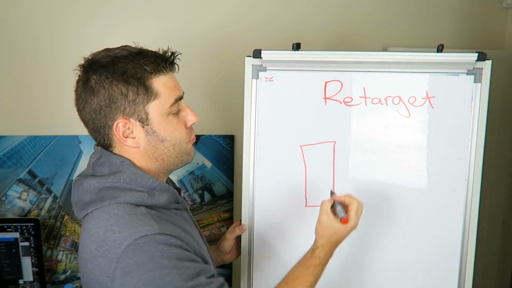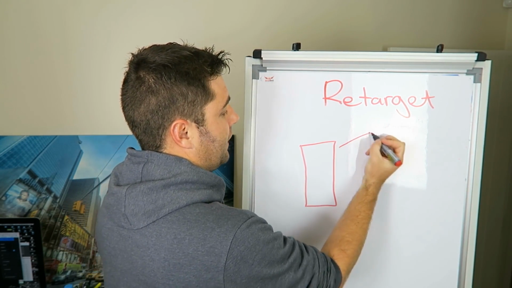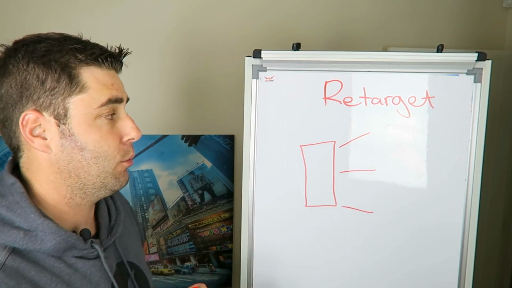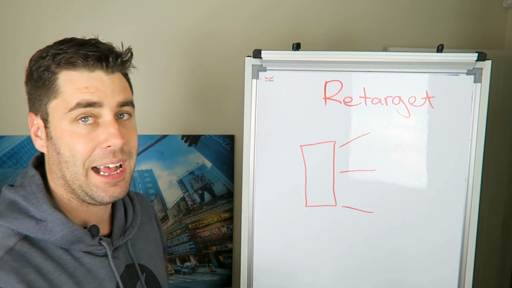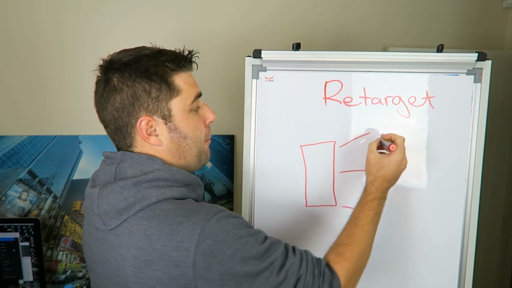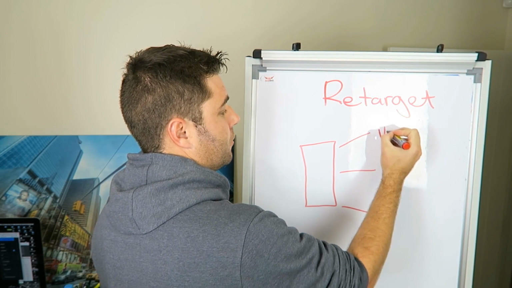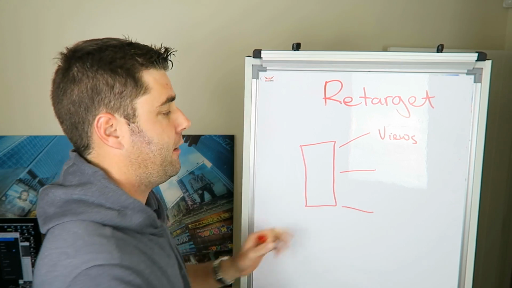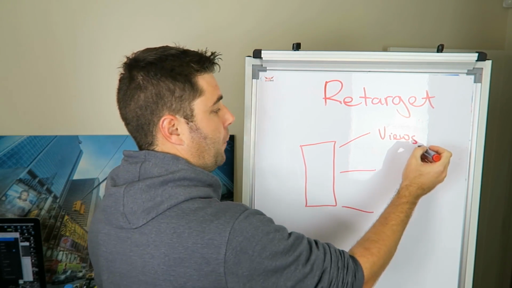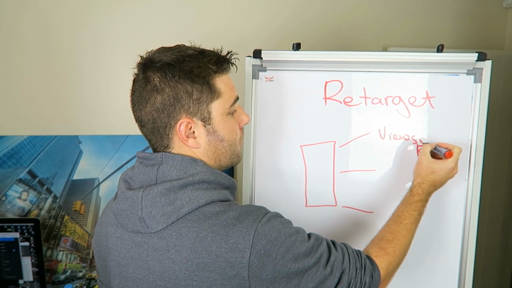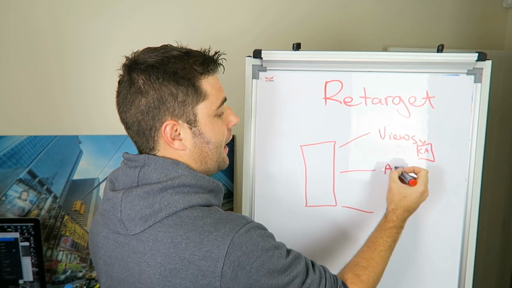Let's just say you have a page. What Facebook's doing is tracking your actions, and I'll stick to views, add to cart, and purchases for the sake of this video. Up here, Facebook is collecting views, people that have visited the page, and putting them into a little box over here, which is our custom audience. Over here we've got add to carts.